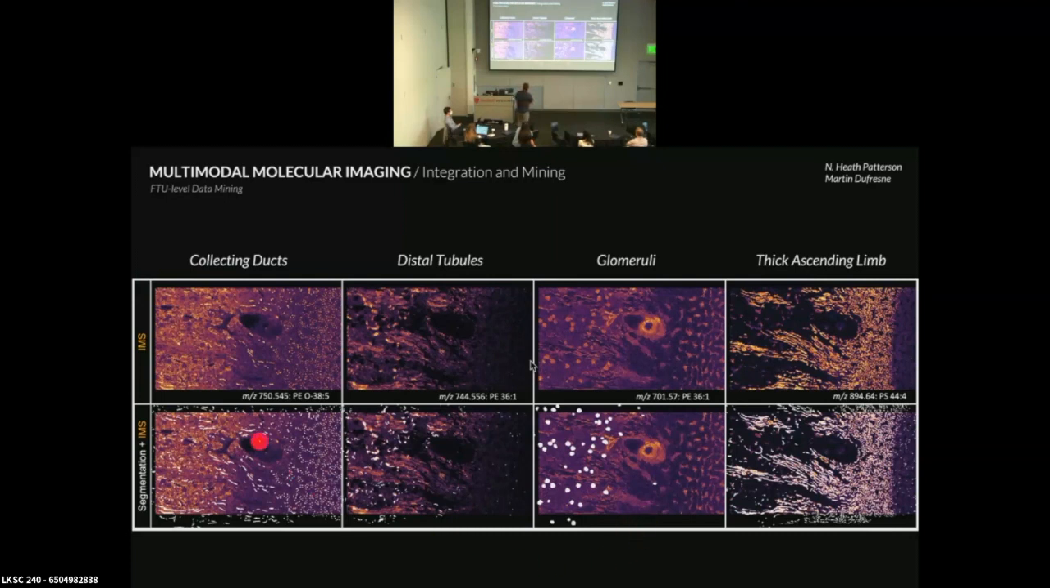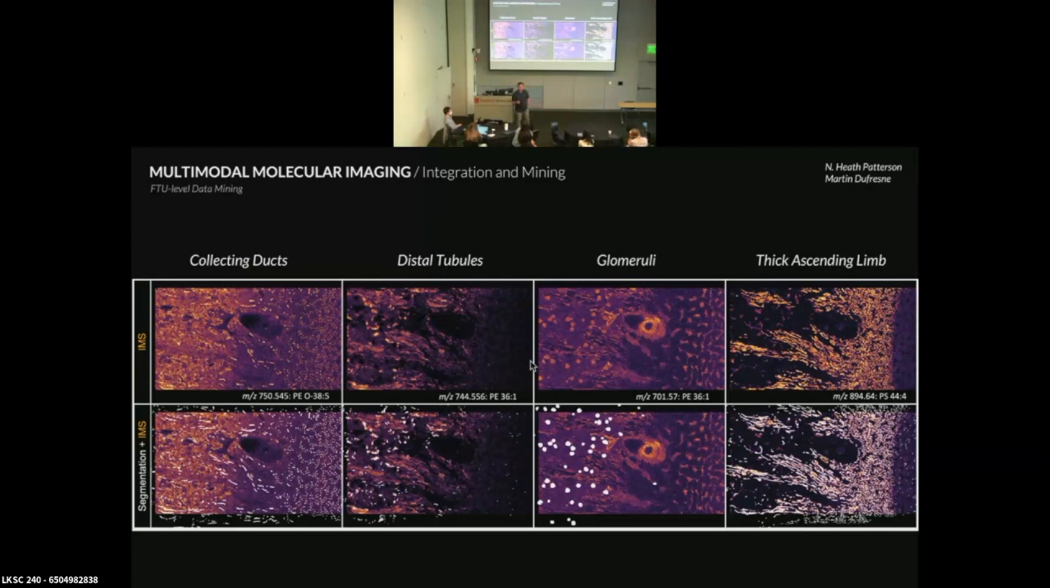On the left is a phosphatidylethanolamine. This is an ether lipid. That's the most highly correlated to the segmentation map of the collecting ducts. And probably the most striking example is this phosphatidylserine 44:4 on the right here. That's the most closely associated ion, or correlated ion, to the segmentation map of the thick ascending limb. So this just gives us a way to filter down the thousands of ions that we detect to those that are most highly correlated to anything that we have a segmentation mask for.